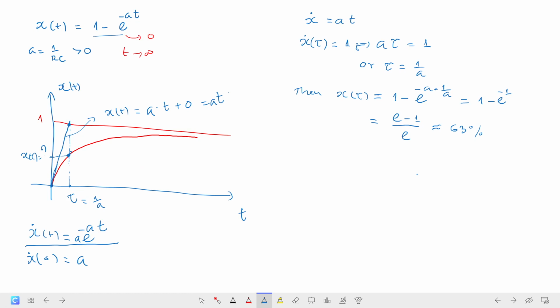Okay. Yeah, so this is the characteristic of first order, the solution of a first order differential equation. Okay. Here is 63%. And here tau is 1 over a. Is there any question?